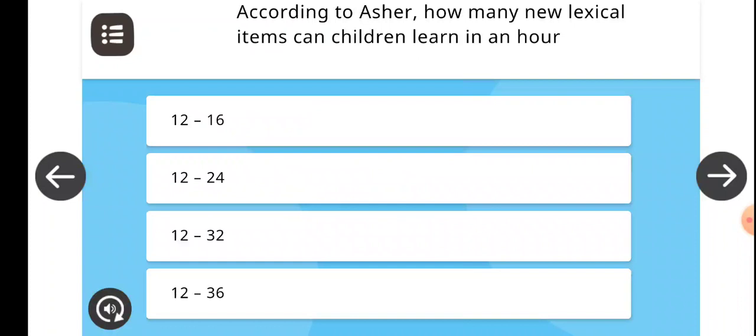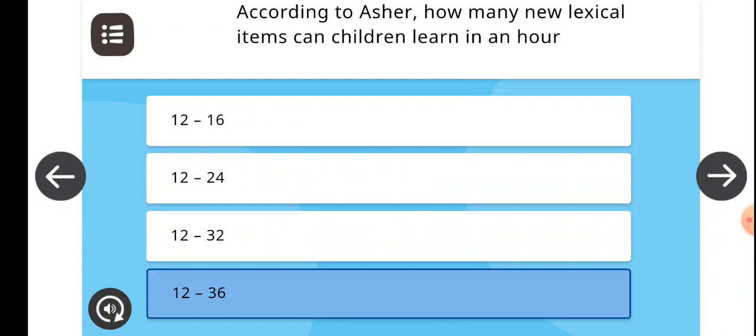And according to Asher, how many lexical items can children learn in an hour? A lexical item is nothing but a single word or a part of a word or a chain of words. So in an hour, how many items are children able to learn? As per his study, Asher stated that 12 to 36. The children can assimilate 12 to 36 lexical items in an hour. So option D is the right answer.